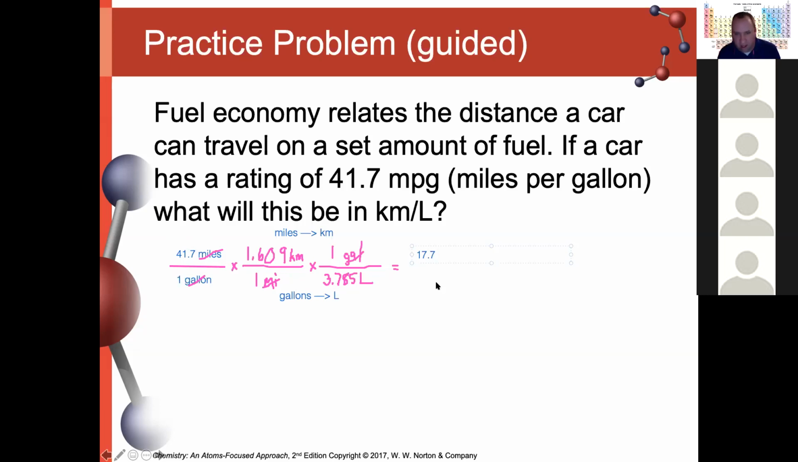Now, if I look at the units, I had miles times kilometers times gallons divided by gallons times miles times liters.